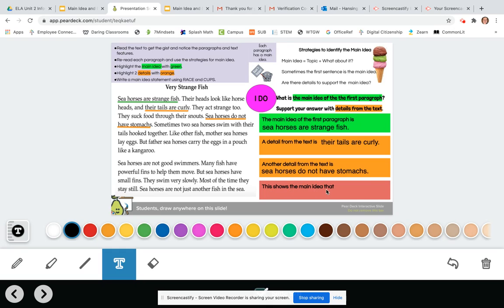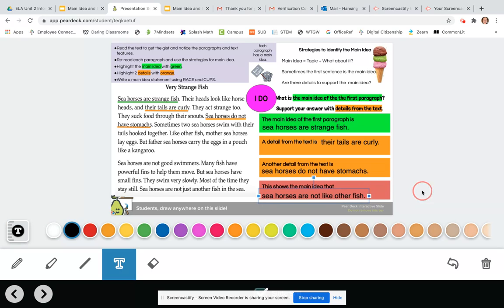This shows the main idea that, well, I'm just going to say what I think is the main idea again. Seahorses are strange fish, but I might use a different word and put it in more of my own words. When there are details like their tails are curly and that they don't have stomachs, this shows the main idea that seahorses are not like other fish. They're really different or strange.